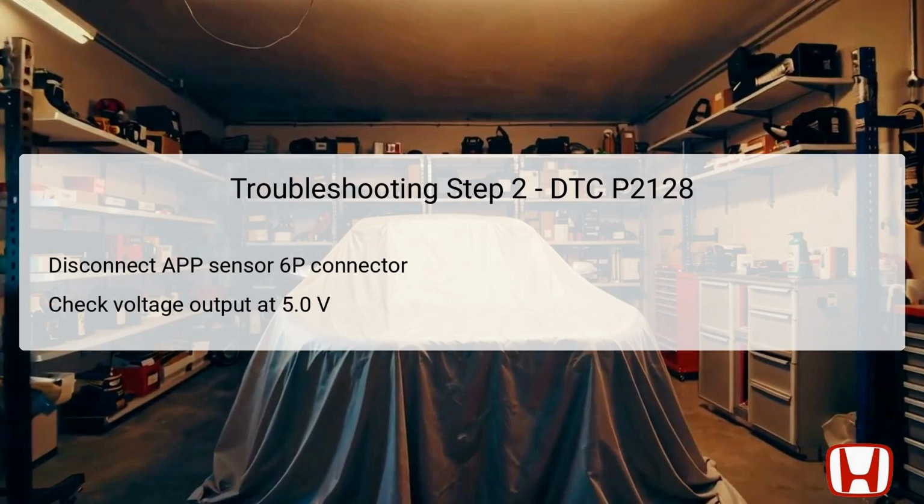You should expect an output voltage of approximately 5.0 volts when the ignition is turned on. This measurement helps ascertain whether the APP sensor or its connections are causing the abnormal high voltage condition. If the voltage falls within normal parameters, the issue likely resides within the accelerator pedal module itself, indicating it may need replacement. However, abnormal readings suggest further inspection is necessary on associated components.